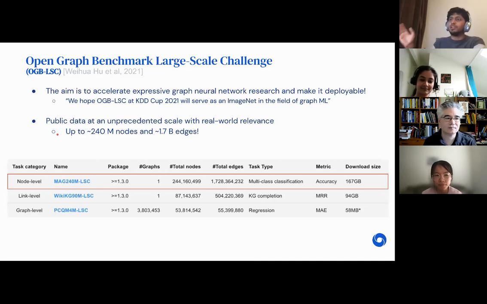Earlier we were calling our big data set 170,000 nodes, now they're like 240 million nodes and 1.7 billion edges. So this is at a completely different scale. This had three tracks, of which we were focused on the node level track, which did have the largest graph as well. So it was interesting to see how BGRL would scale to this much larger challenge.